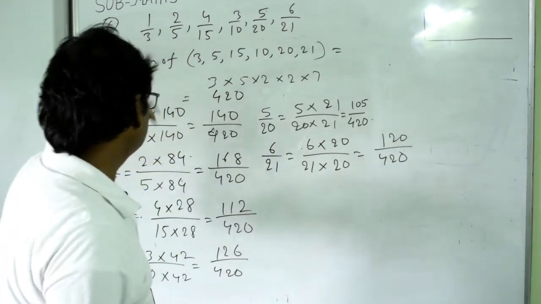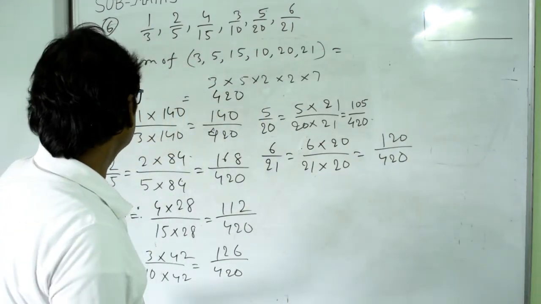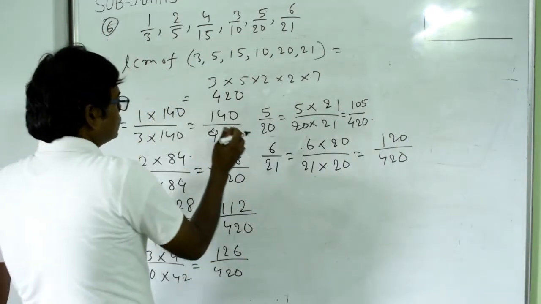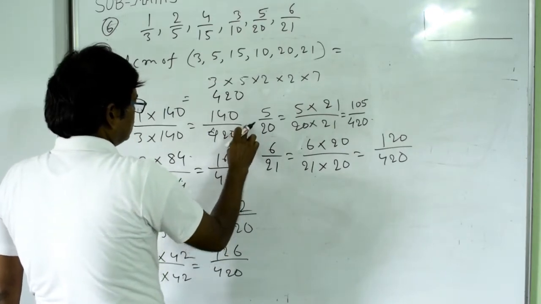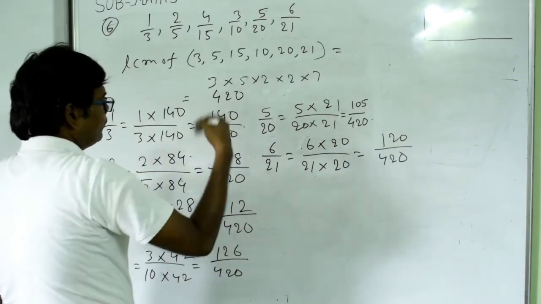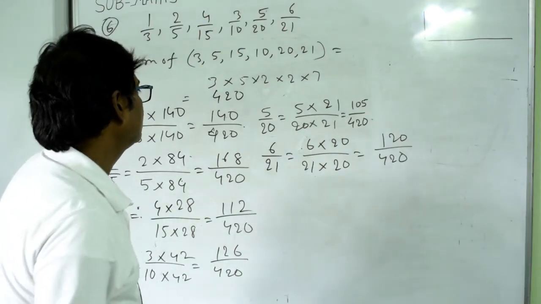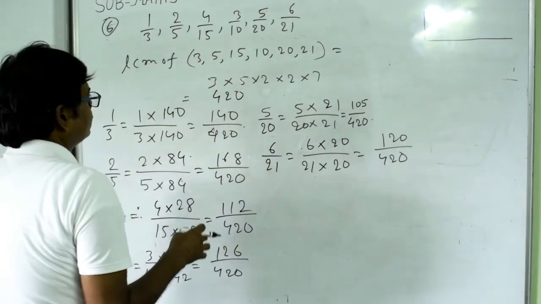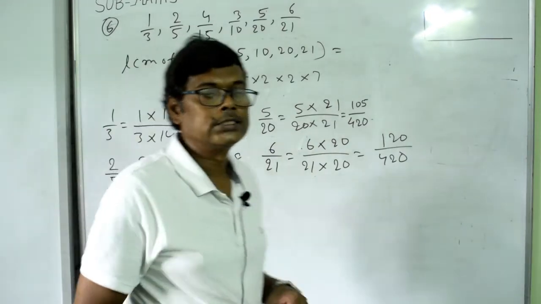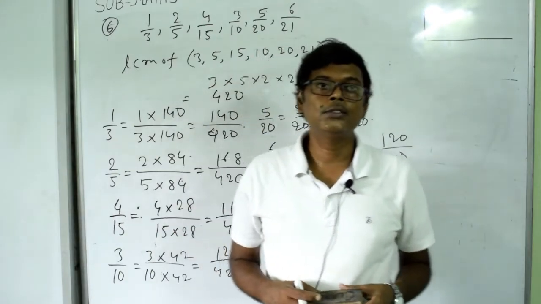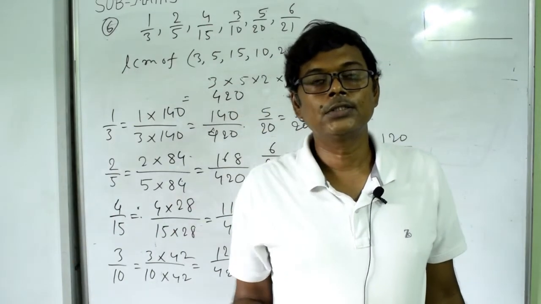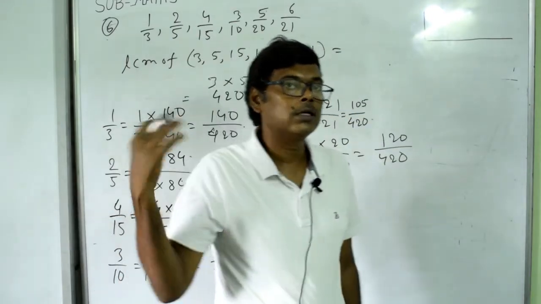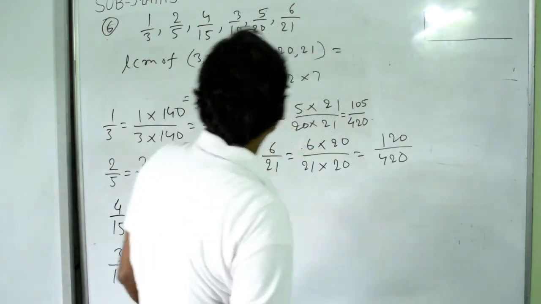So here we have converted all of them into like fractions. Now in all these fractions, we have the same denominator, so comparing is very easy now. We have to arrange them in ascending order. Ascending order means increasing order. First we will write the smallest fraction, then move on to the greater ones, and ultimately we will write the greatest fraction.